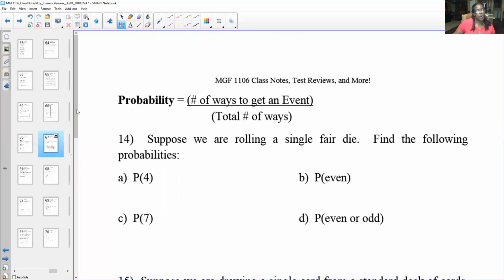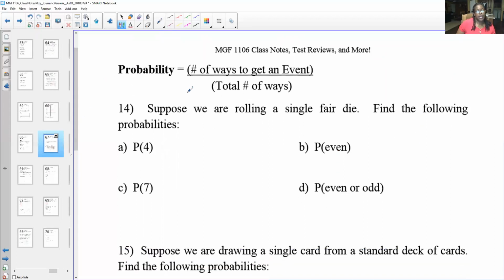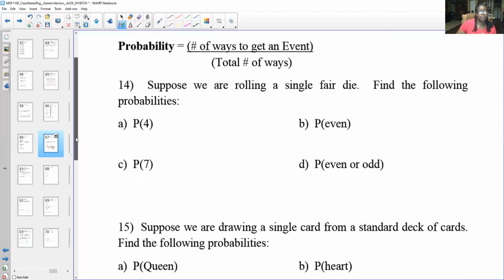Okay, so probability is equal to the number of ways to get an event divided by the total number of ways. So probability is always a fraction. Probability of, again, the total number of ways is always your denominator. And then the number of ways to get the event they're asking you for is your numerator. Let's do some examples for number 14, and then we'll be done with this lesson.